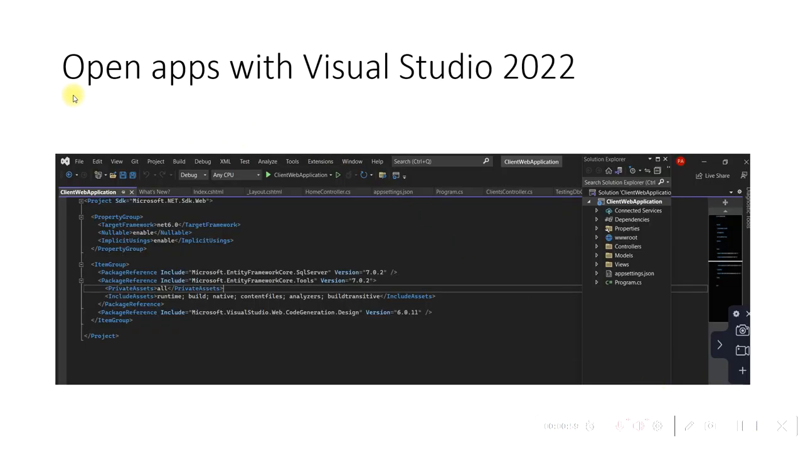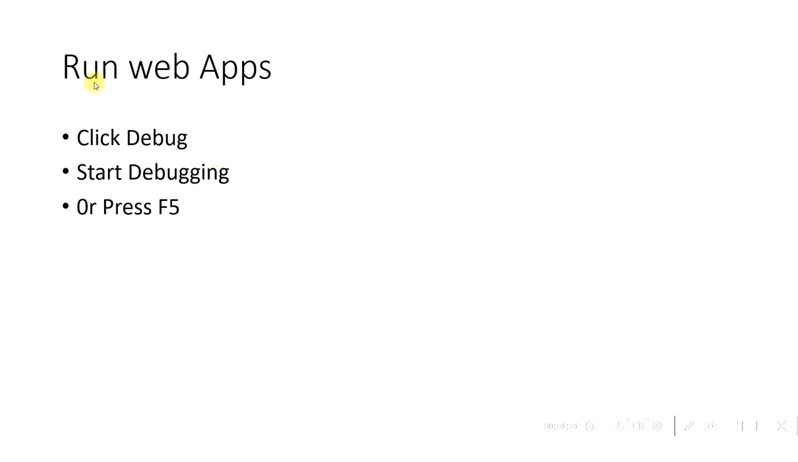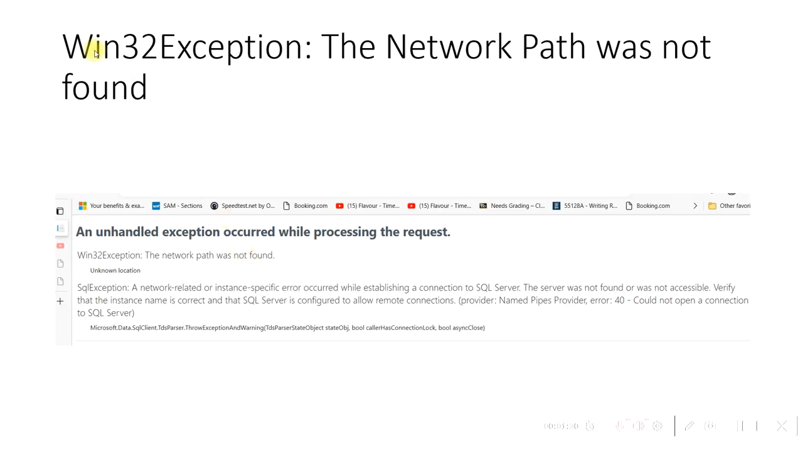Okay, here is the example of opening the apps with Visual Studio 2022. You go into your local machine and you run the web apps that you want to test out, and then you click on the current application. The next thing is to run the web. You run the web by clicking Debug, Start Debugging, or you press F5. Next, when you run that, wait for five minutes or less.